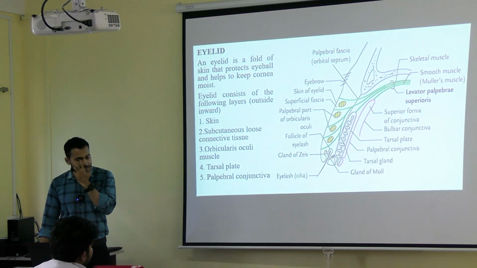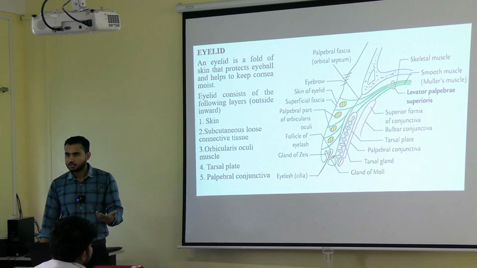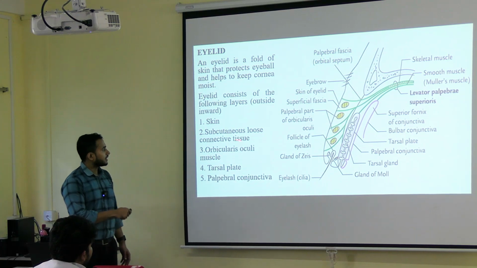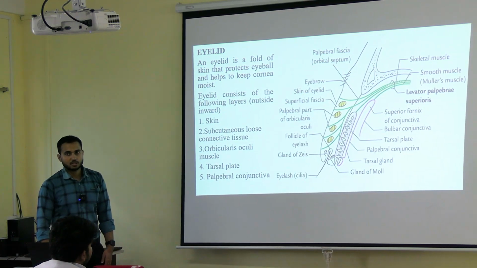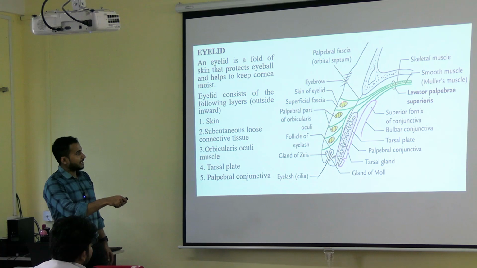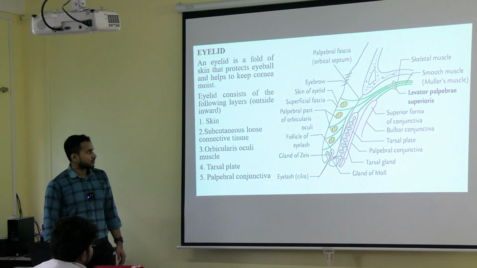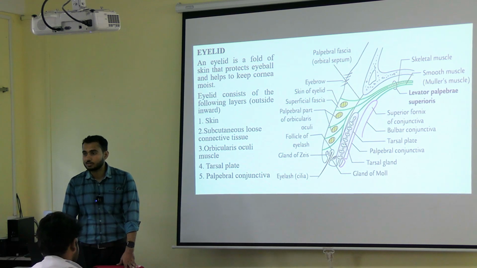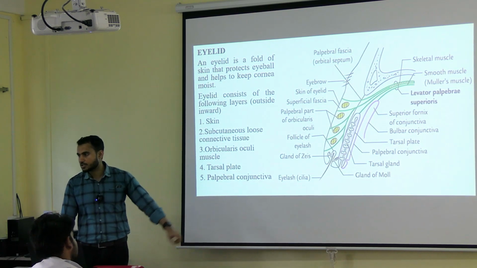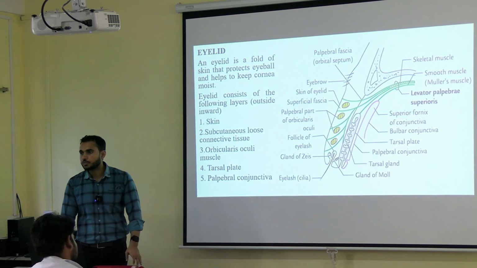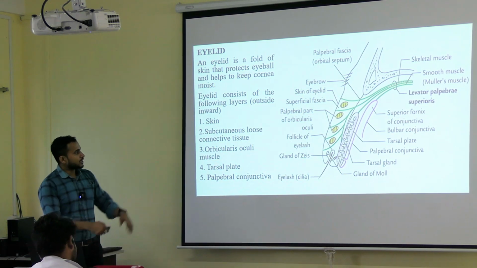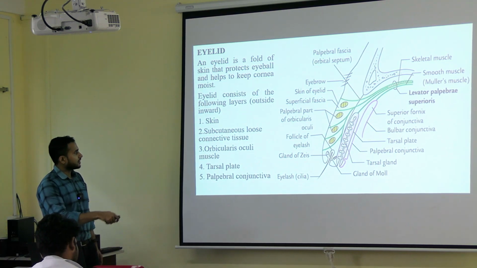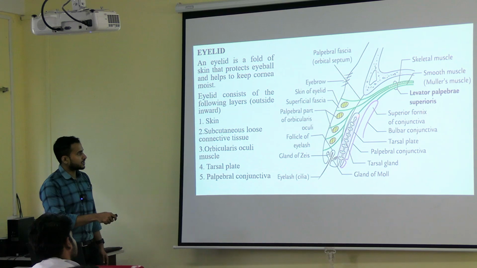Obviously, if you close your eyes, what is seen? First is the skin. Deep to the skin, you can see the superficial fascia, where subcutaneous loose connective tissue is present. Next, deep to that, a layer of muscle is present, called the orbicularis oculi muscle. Very important muscle. Whenever we close our eye, this muscle helps to close it. Deep to the orbicularis oculi muscle, there is a band of fibrous tissue called the tarsal plate.